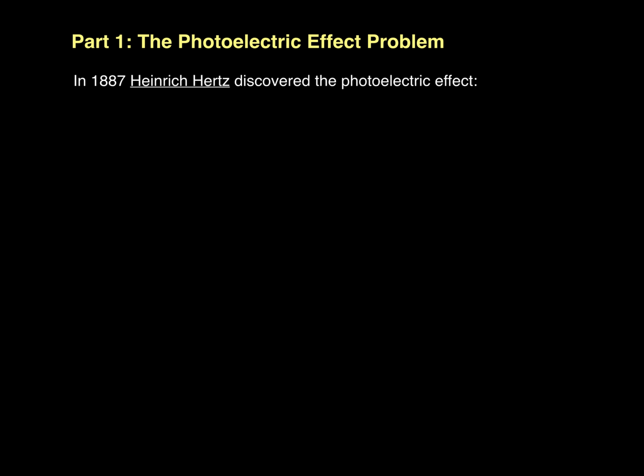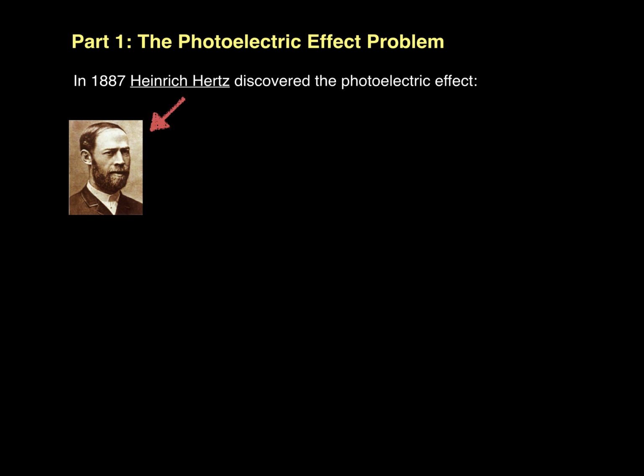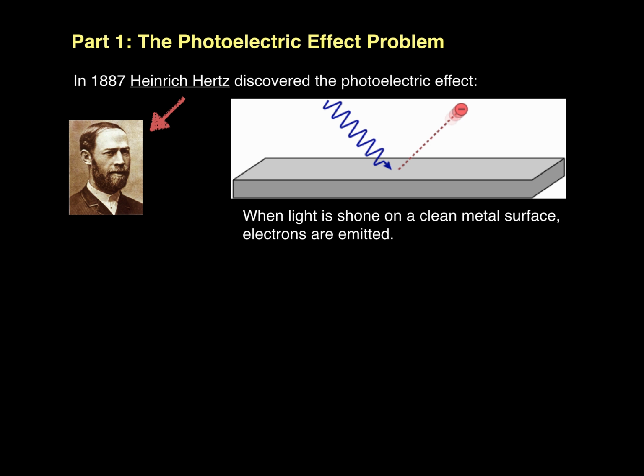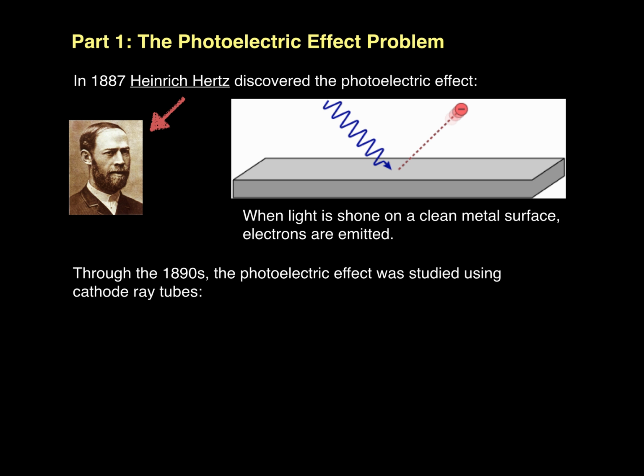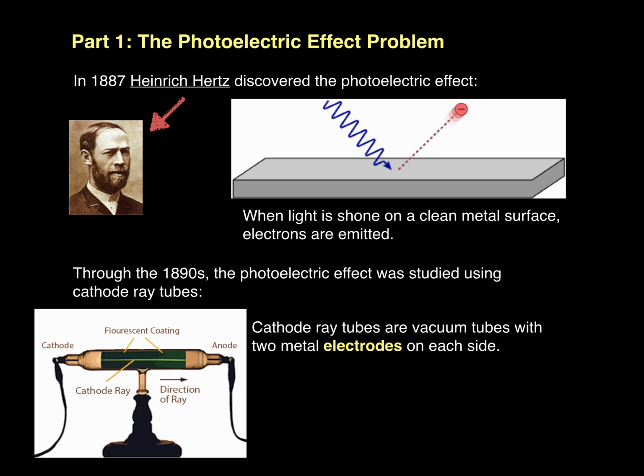In 1887, Heinrich Hertz discovered the photoelectric effect. Here's a picture of Heinrich Hertz. In the photoelectric effect, it was discovered that when light is shone on a clean metal surface, electrons are emitted from that metal. Throughout the 1890s, the photoelectric effect was studied using cathode ray tubes.